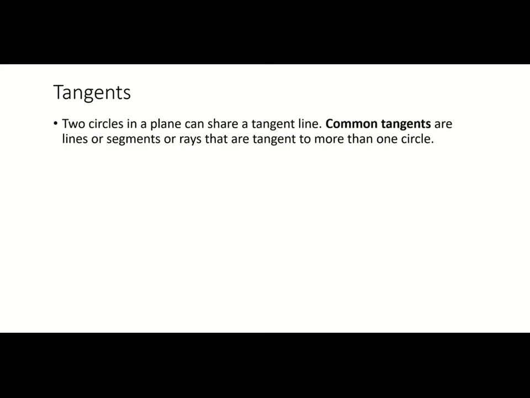On the next few slides, we're going to take a look at just different ways lines can be tangent to circles. Two circles can share a tangent line. Common tangents can be lines, segments, or rays that are tangent to more than one circle. And then in the next few slides, we're just going to take a look at different ways they can be tangent to two circles.